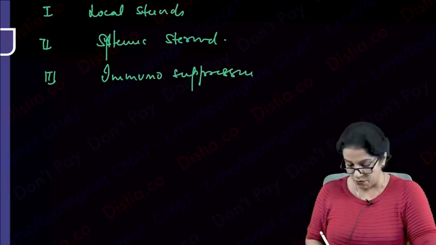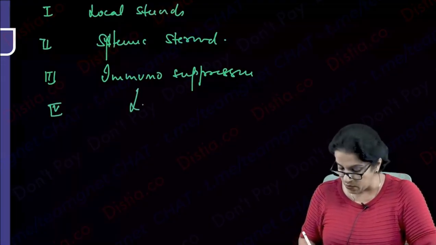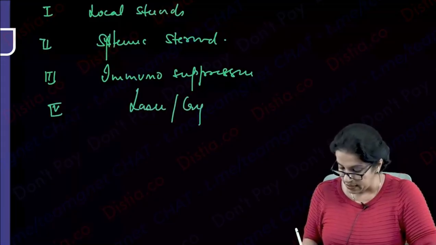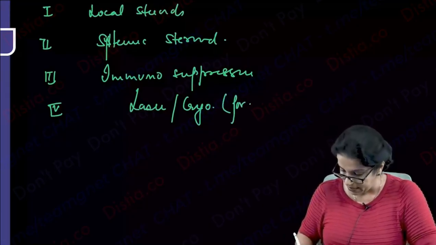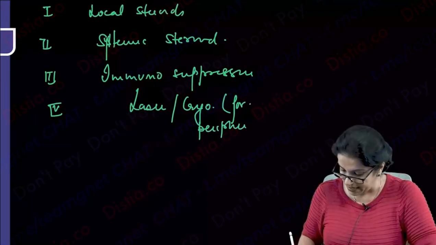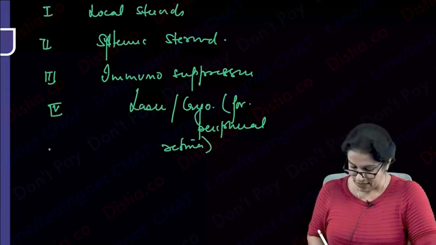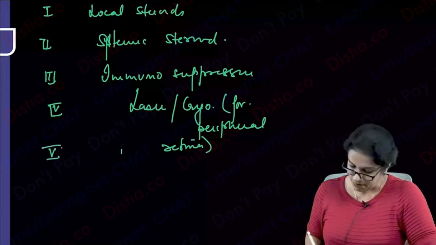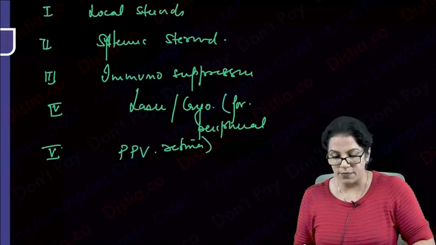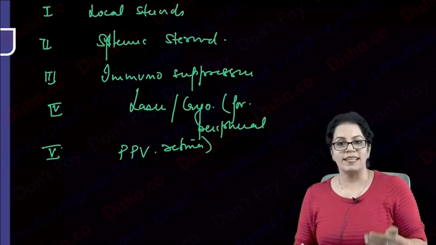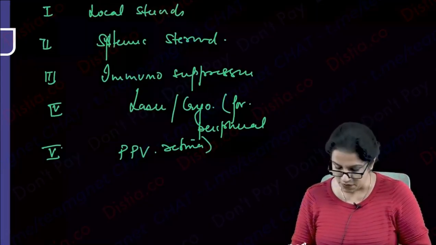And fourth step is either cryo or laser. So it is not excluding cryo or laser totally. If needed, we are doing it. This is for the peripheral retina at this time, not exactly for this, but for the peripheral retina. And then fifth is your pars plana vitrectomy. Right? So this is your modified Kaplan's approach for managing intermediate uveitis. So that was about intermediate uveitis.